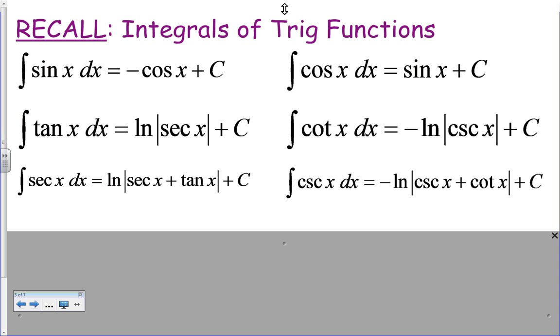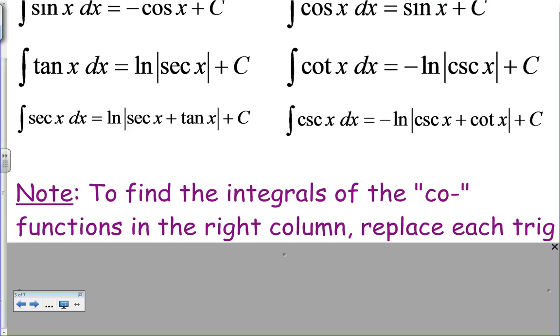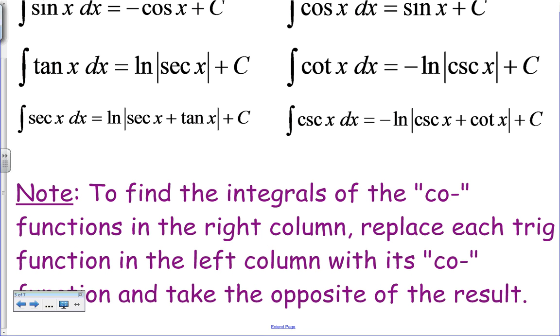Now again, once you know the three properties that we just went through over here on the left, there's a nice little property that tells us how to get the ones on the right. If you replace each of the trig functions there with the cofunction, and then just take the opposite of your answer, you get those three properties on the right. And I have a note here to remind us of that. To find the integrals of the cofunctions in the right column, replace each trig function in the left column with its cofunction, and take the opposite of the result.